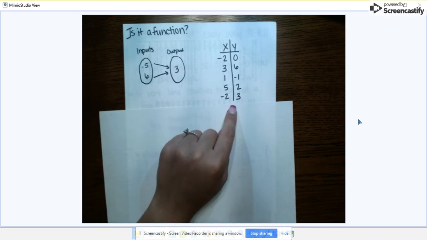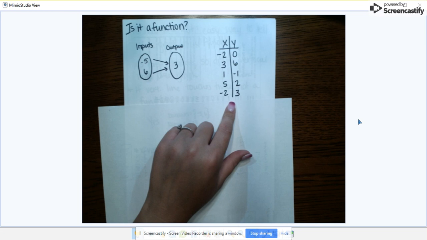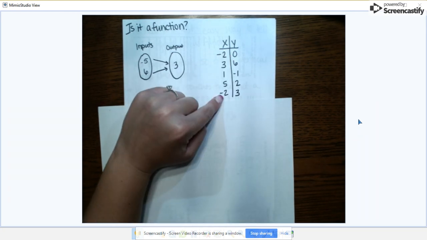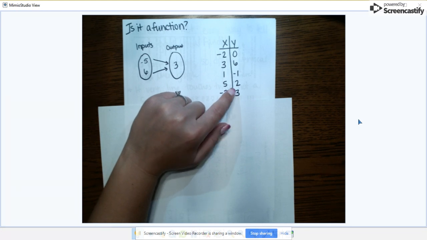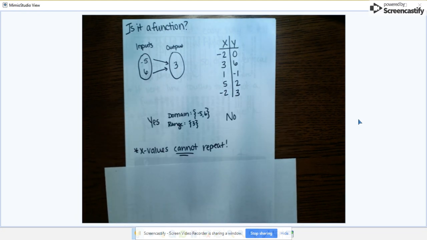This xy table over here on the right, though, we have to decide if this is a function. So we ask ourselves, is every x value or every input mapped to only one y value? And we see an issue here because we have -2 mapped to 0 and -2 mapped to 3 as well. Therefore, this table is not a function. Moral of the story is, in order to be a function, your x value or your input cannot repeat.